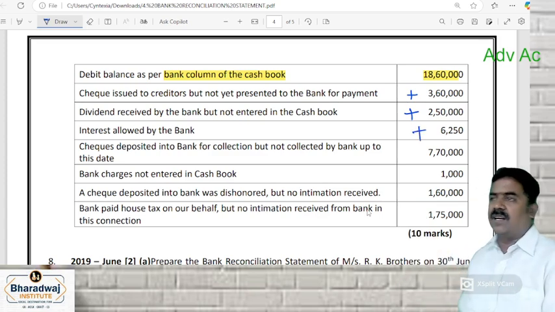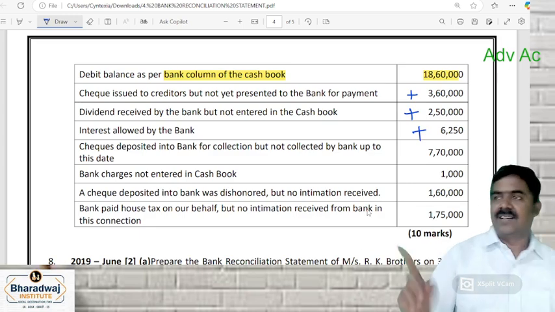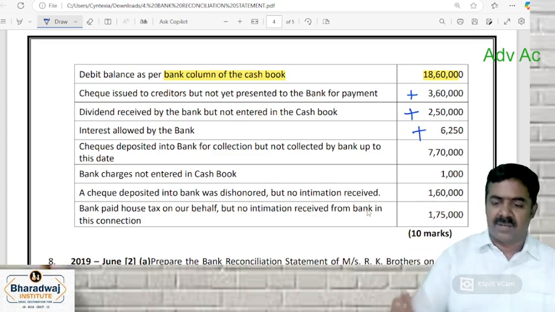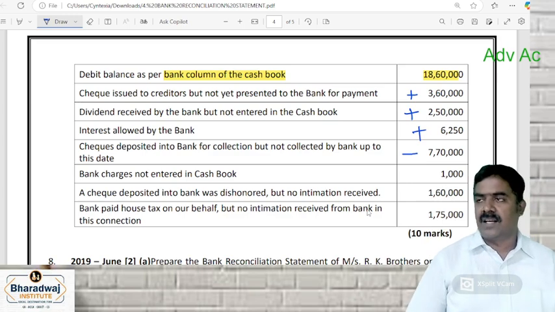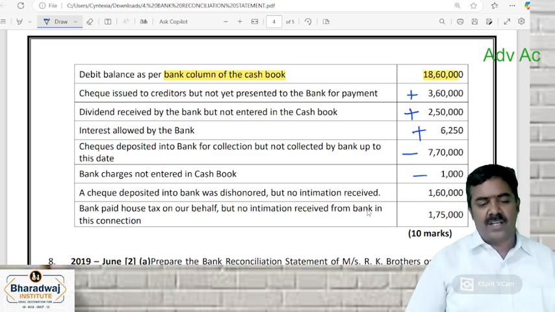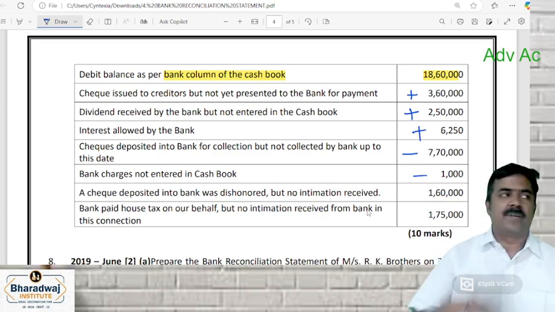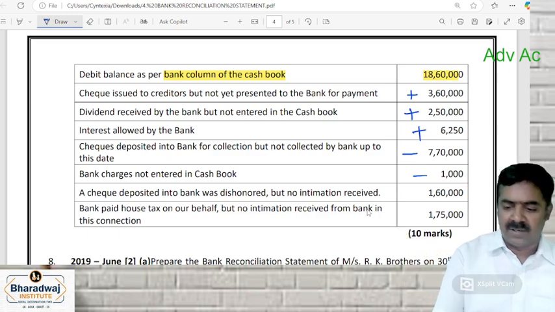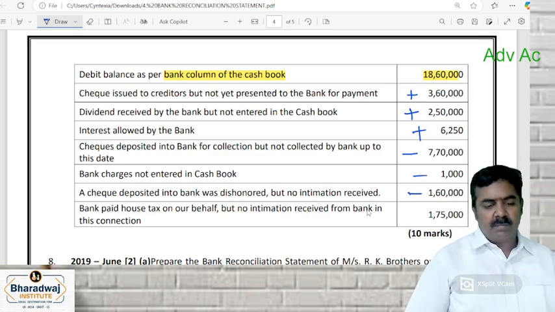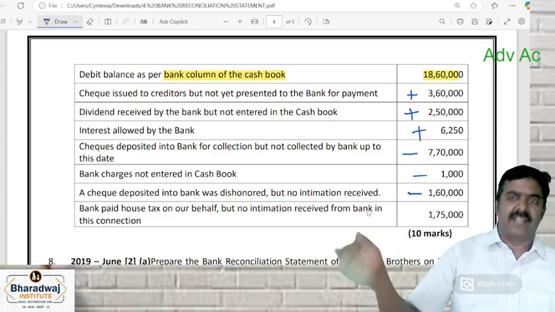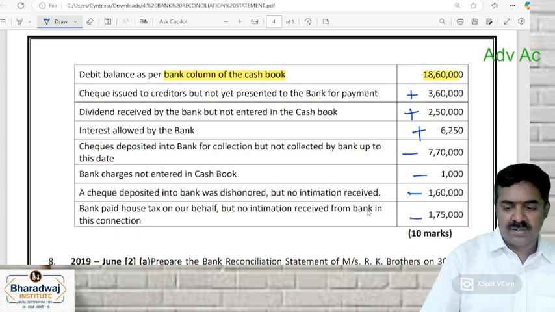Checks deposited into the bank but not collected. While depositing, what would you have done? You would have added. The bank did not add. So minus. Bank charges not entered in the cash book. They reduced. Let us also reduce. A check deposited into the bank dishonored. While depositing, you would have added. But the bank did not add. Minus. Bank paid house tax on our behalf. They deducted. Let us also deduct it. So what is the answer?